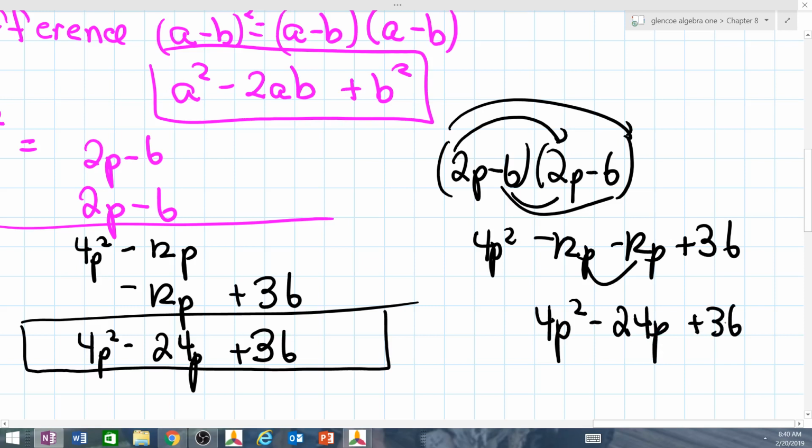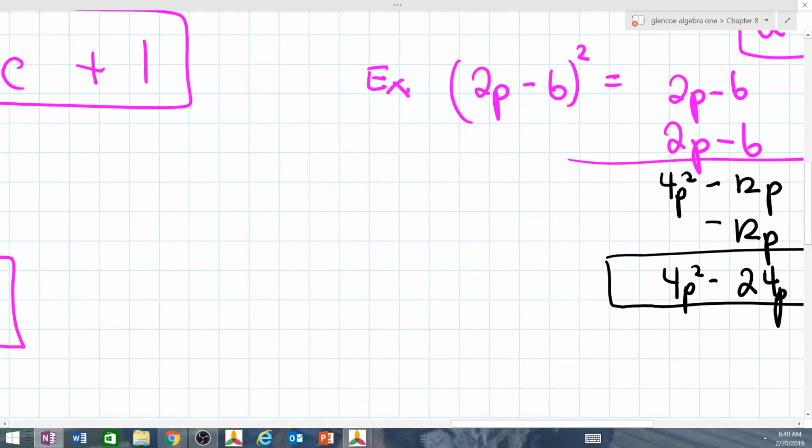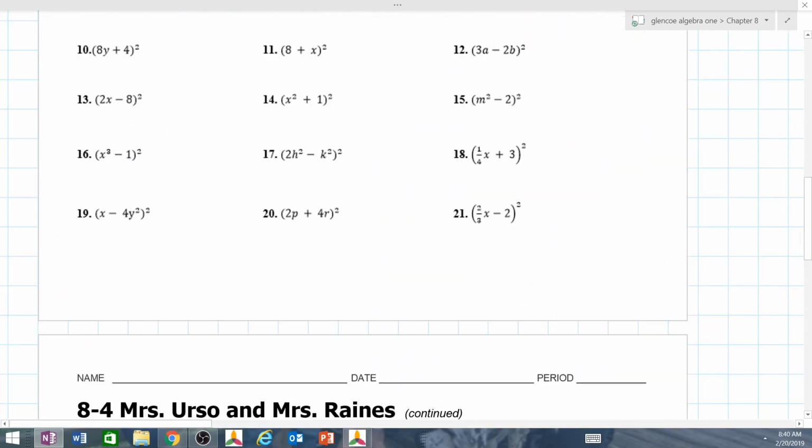Does that help you guys? Okay. Get the same answer. All right. Any questions on the square of a sum or the square of a difference? Okay. Moving on and having so much fun.